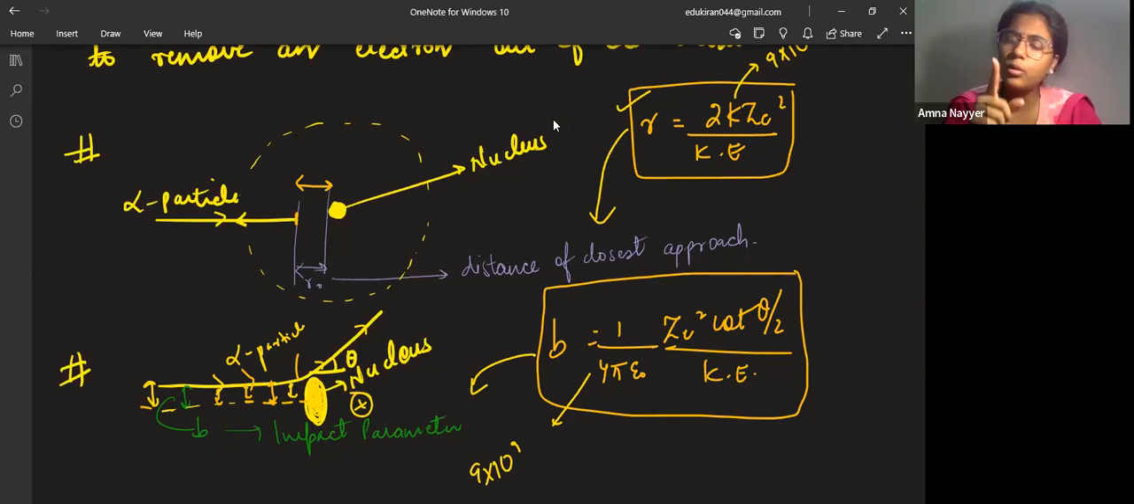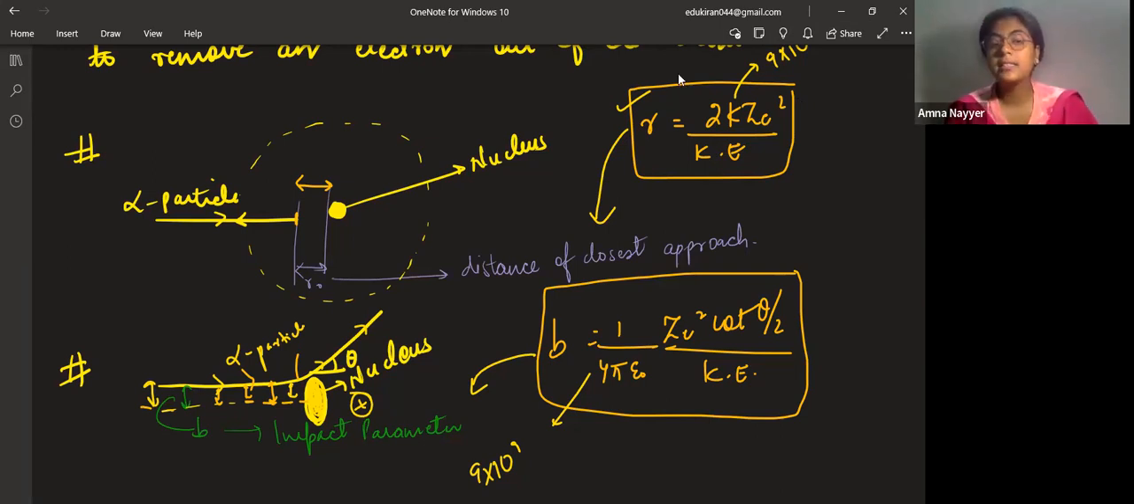So for the distance of closest approach, you have to remember this formula here. Class, this one: 2kZe square by kinetic energy. The k written above is 9 into 10 to the power 9, the constant which you study in electrostatics. And the second one, the KE written below is kinetic energy.